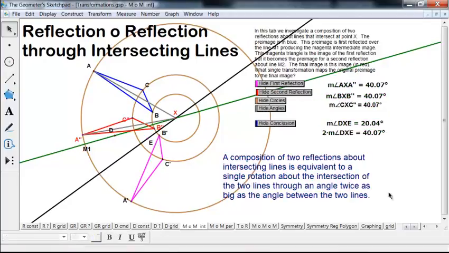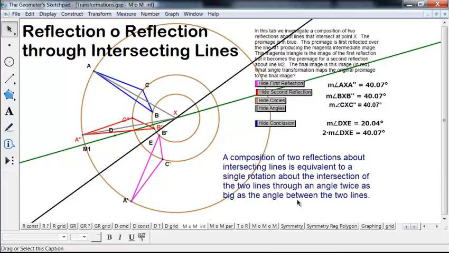Interesting. Okay, so what's the conclusion? Conclusion is the composition of two reflections about intersecting lines is equivalent to a single rotation about the intersection of the two lines through an angle twice as big as the angle between the two lines. Interesting.